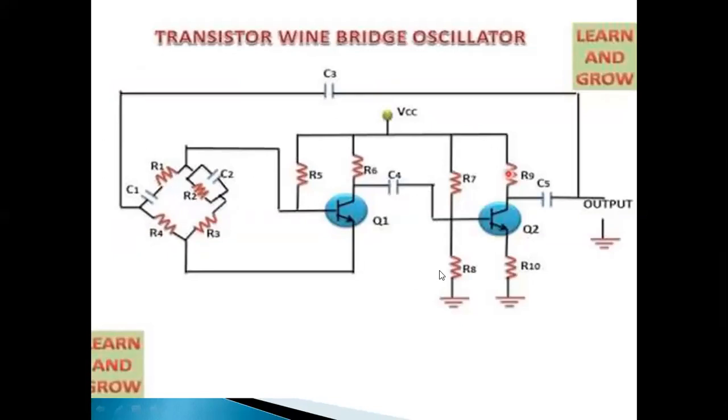The basic amplifier provides 360 degrees phase shift because it consists of two CE stages. Each CE transistor provides 180 degrees. So 180 plus 180, we get a total of 360 degrees phase shift from the basic amplifier only. Because of the 360 degrees phase shift provided by the basic amplifier, there is no need to provide any additional phase shift by the feedback network. Okay, so this is the construction of the Wien-Bridge oscillator.